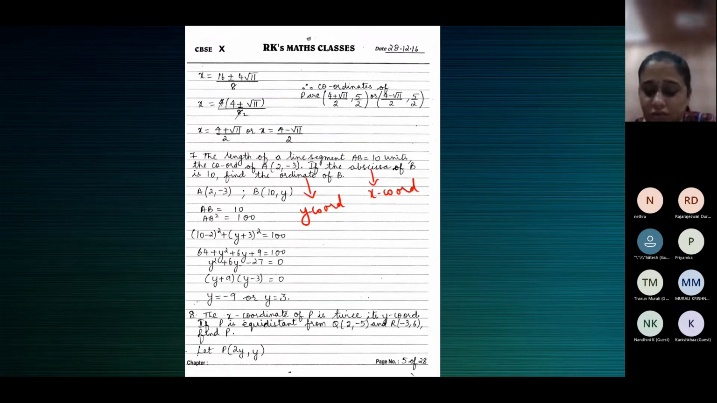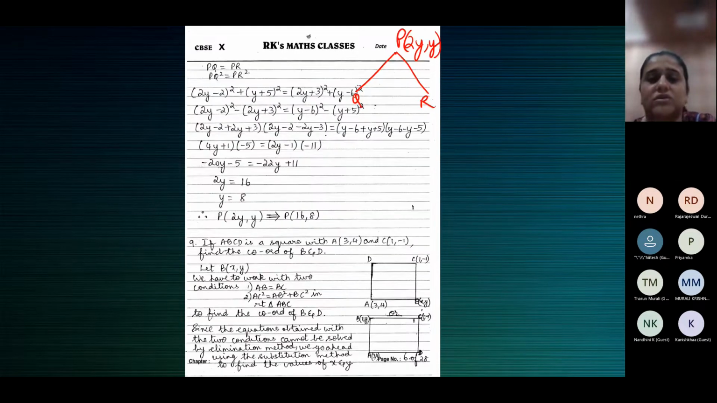Q and R are given to you: 2, minus 5 and minus 3, 6. So PQ is equal to PR because P is equidistant from Q and R. You should work that condition, or PQ squared is equal to PR squared.